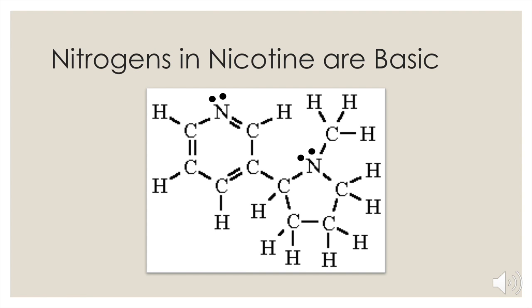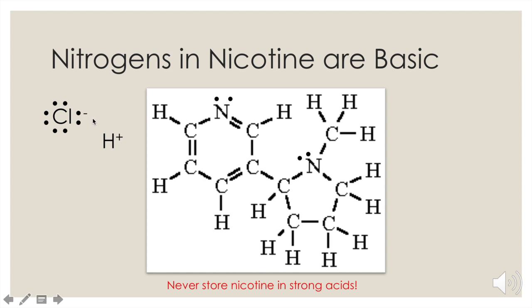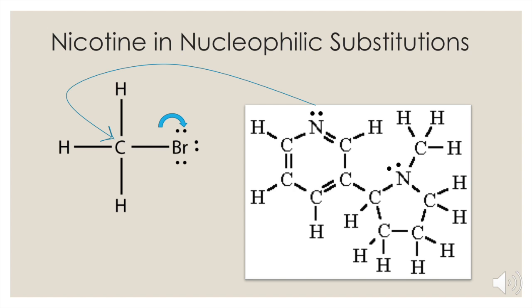Alright, and so we know that nitrogen has 5 valence electrons around it, and we can see that the 2 nitrogens in nicotine are actually very basic. They're willing to donate those electrons right there to other molecules to form bonds. For example, earlier we noted that we should never store nicotine with strong acids, and an example of a strong acid would be hydrochloric acid, which we've shown dissociated here. What happens is that those electrons from the nitrogen will bond with the hydrogen to form a compound that's not nicotine. So that's why you don't want to store it with strong acids.